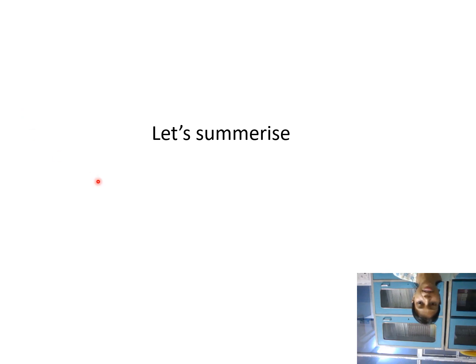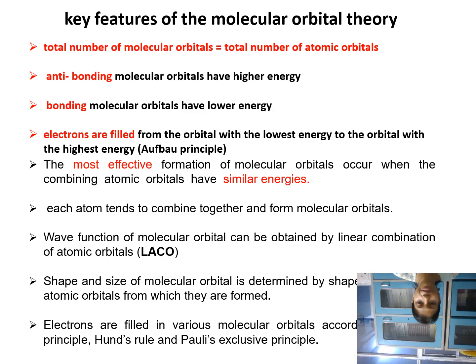Okay, so let us summarize what we have understood till now. So what are the key features of molecular orbital theory? The total number of atomic orbitals will be equal to the total number of molecular orbitals. Okay, if 2 atomic orbitals are combining, 2 molecular orbitals will form. If 4 are combining, 4 will form. Okay, so as simple as it is. And bonding molecular orbitals have lower energy, antibonding molecular orbitals have higher energy.